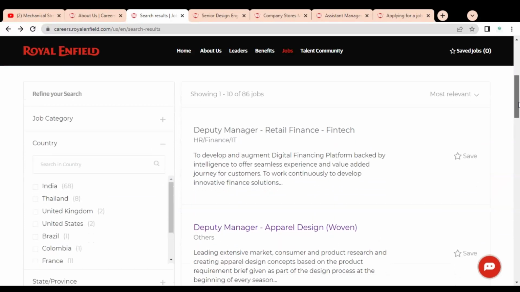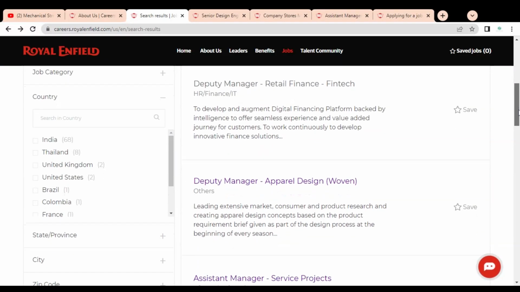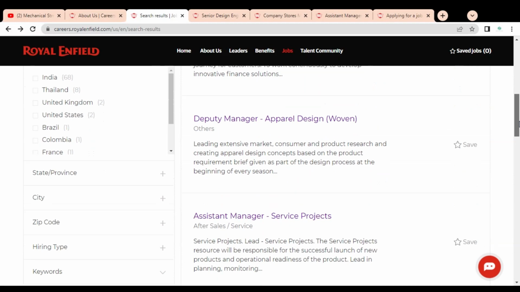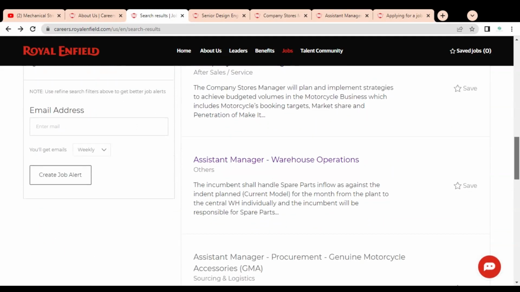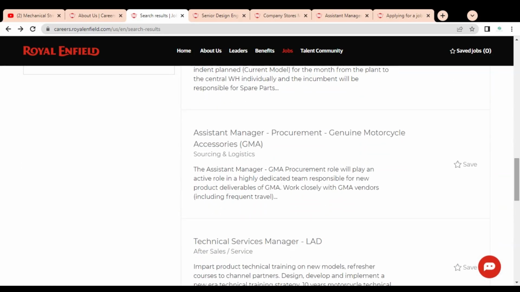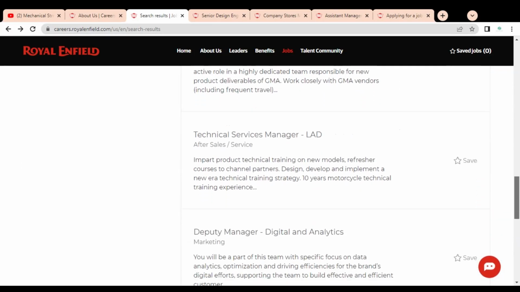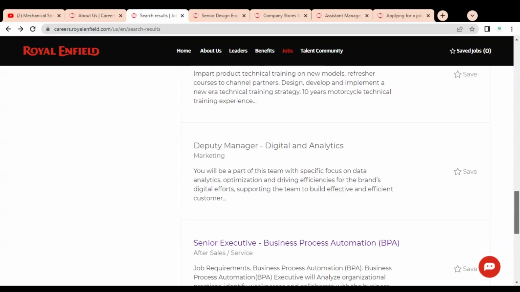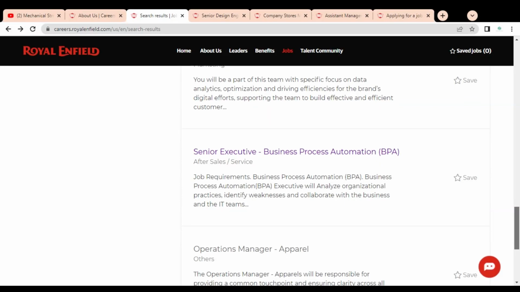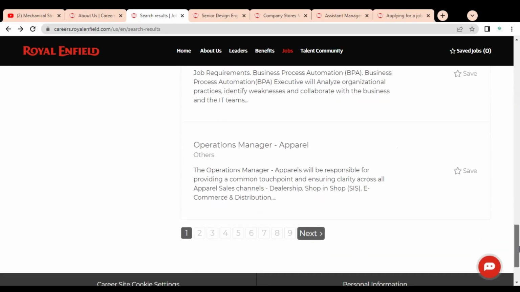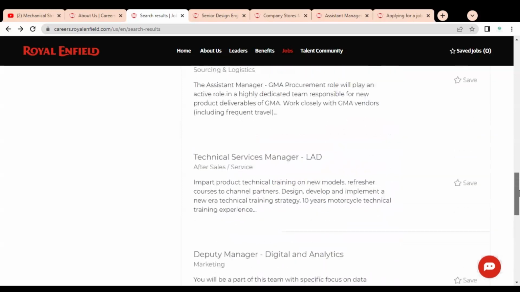And friends, on the right hand side you can see various job opportunities. Like you can see deputy manager job for apparel design, then a service project job, company store manager, assistant manager for warehouse operation, then a procurement related job, then a technical service manager, deputy manager for digital and analytics, then senior executive for business process automation, then operation manager job. So friends, various jobs are available. You can click on the next page to explore more job opportunities. We are going to check some of the job opportunities.